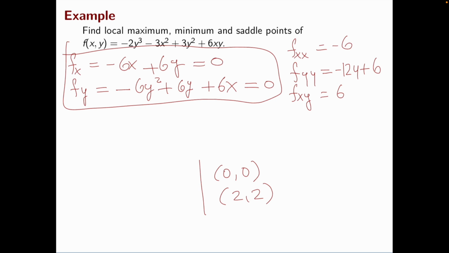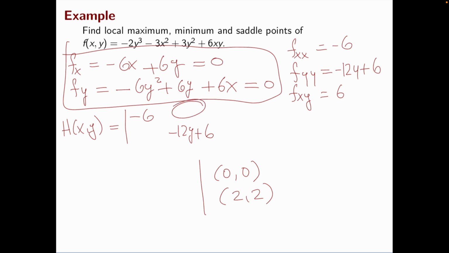Okay, so these three things are what we need to calculate the Hessian. So let's calculate the Hessian at a generic point (x, y). This is going to be the determinant where we put in the diagonal the derivatives with respect to x and y. So it's going to be minus 6, and this is going to be minus 12y plus 6.